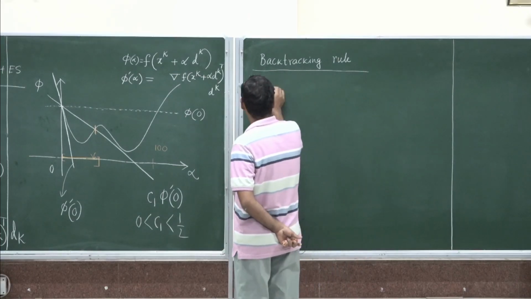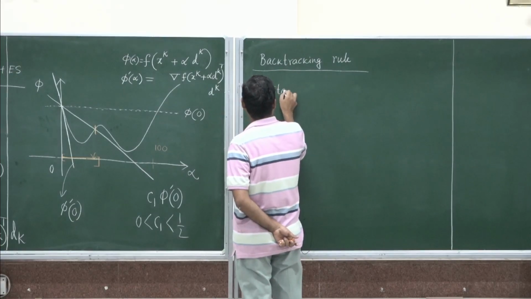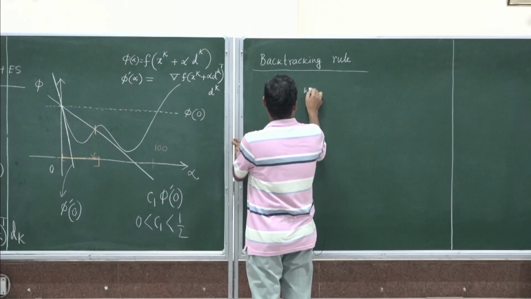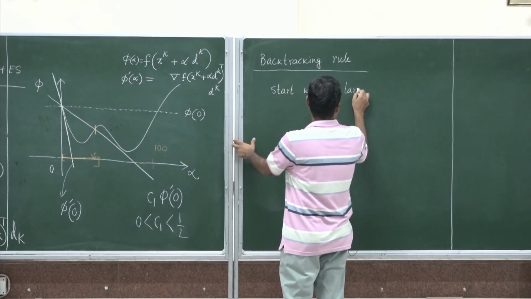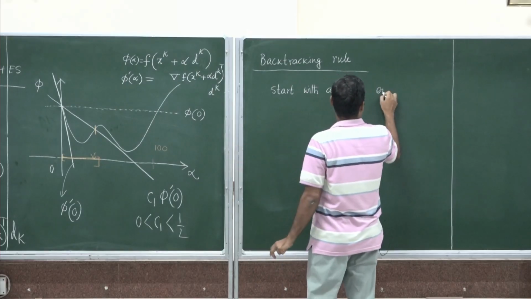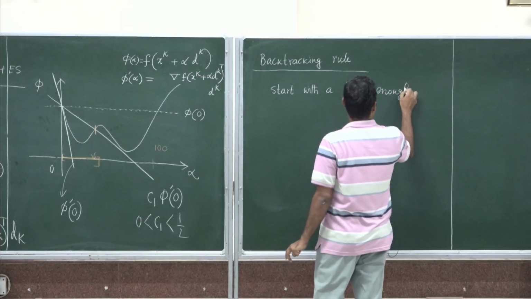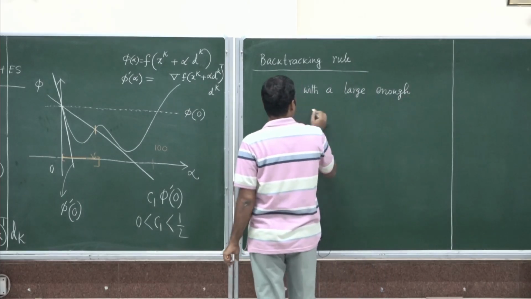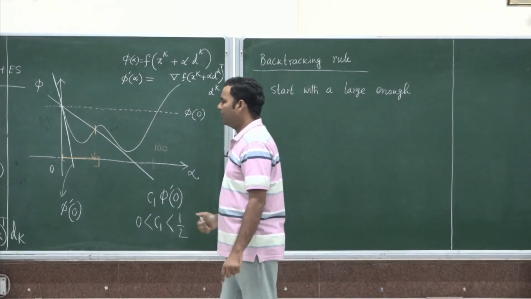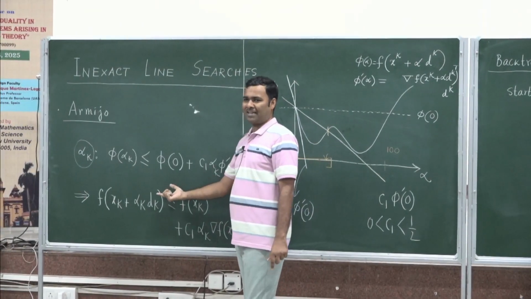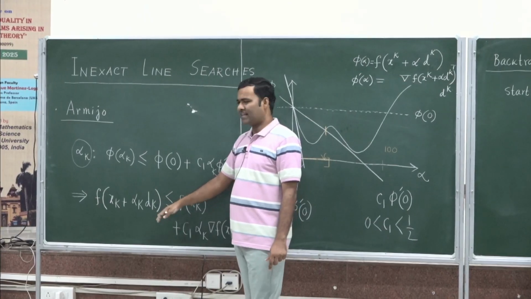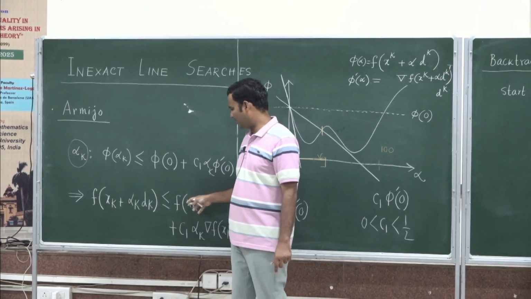So here, start with an alpha that is large enough. By large enough I simply mean that the initial alpha k should not be chosen such that the condition is automatically satisfied.